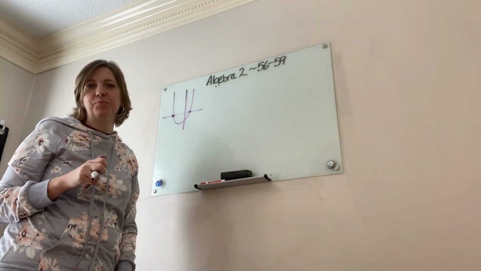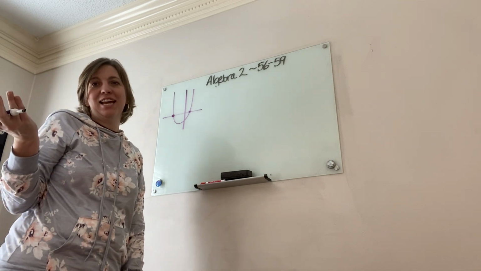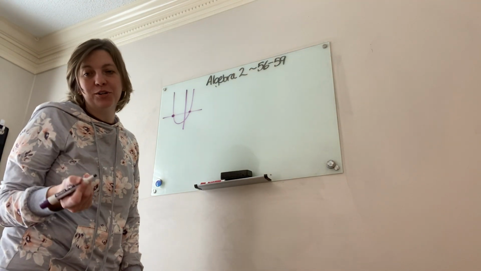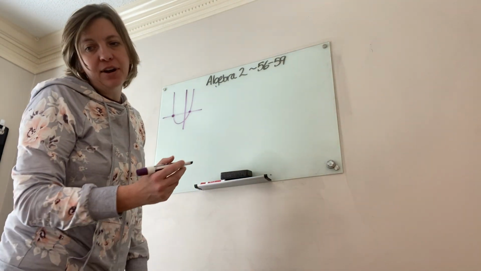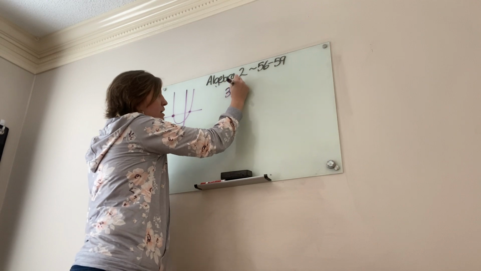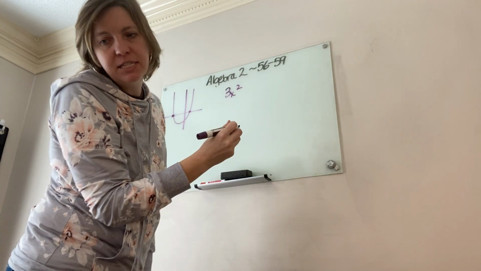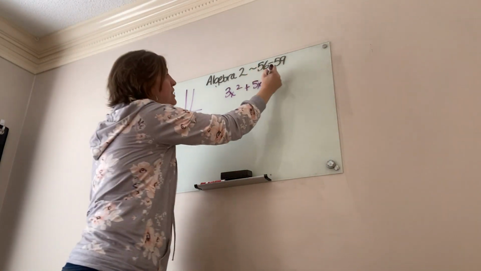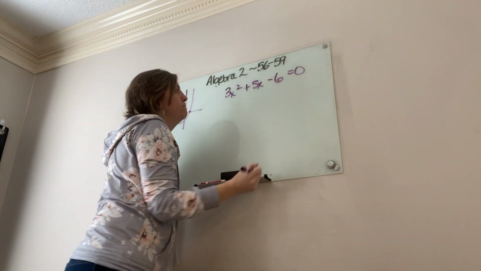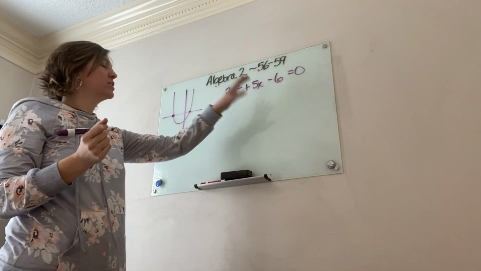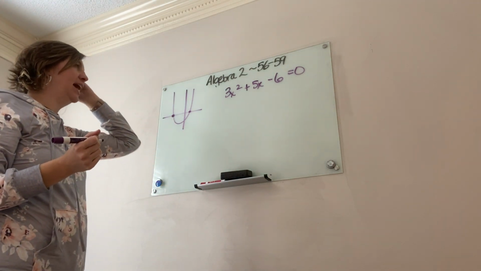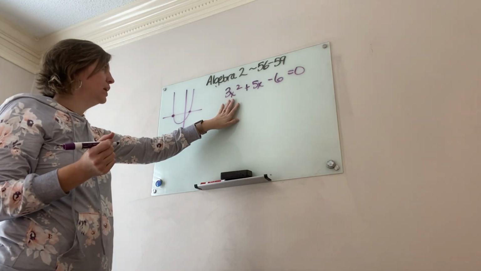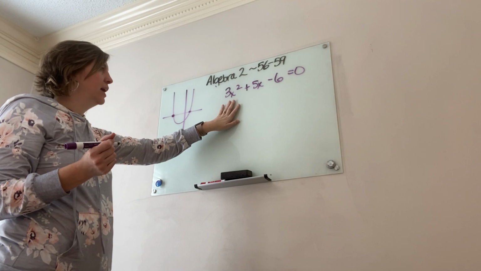Have you ever done something in algebra and thought, I got an answer, but I have no clue what this answer even means? Well, that's why, as a teacher, I think it's important that you know what you're solving for. So letter A says 3x squared plus 5x minus 6 equals 0. Right from the start, I would ask myself, can I factor it? And I don't think it can be.